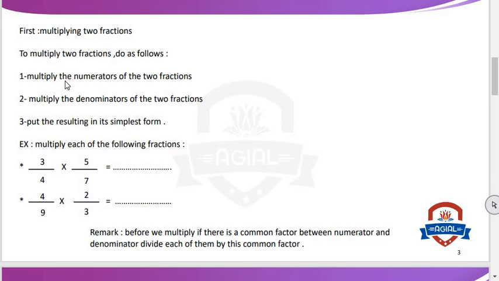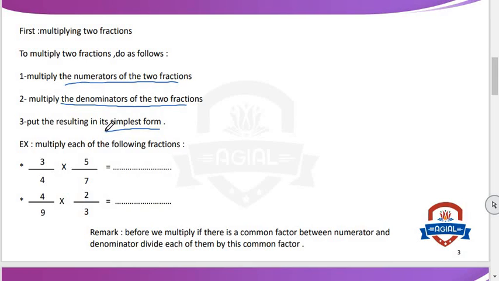Do as follows. Number 1, multiply the numerators of the two fractions. Number 2, multiply the denominators of the two fractions. Number 3, after you multiply the numerator and denominator, put it in the simplest form. Okay? We multiply two numerators, multiply two denominators, and put the result in the simplest form.